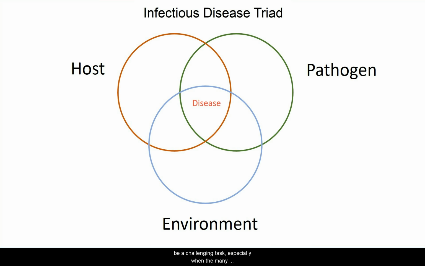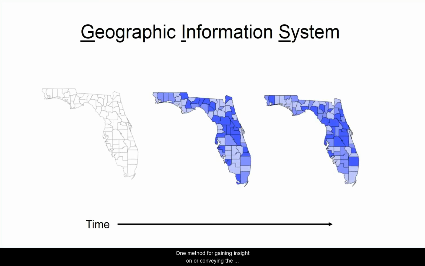In this screencast, I'll be demonstrating how to create a Choropleth map using Epi Info. For public health professionals, trying to understand or explain the health of the community can be a challenging task, especially when the many complex and interconnected risk factors are considered. One method for gaining insight on or conveying the conclusions of the data is through visual representation.